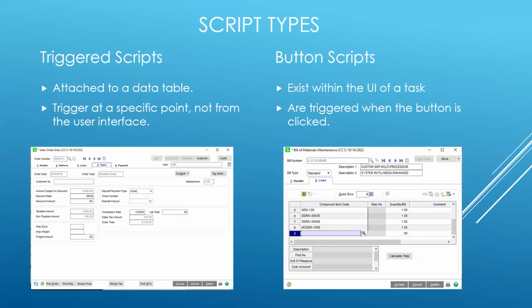In comparison, a button script exists within the UI and is triggered when you click the button. So in this second image, the bill of materials maintenance, that calculate total button is a button that triggers a script that tells it to tally up the quantity per bill of all the items.